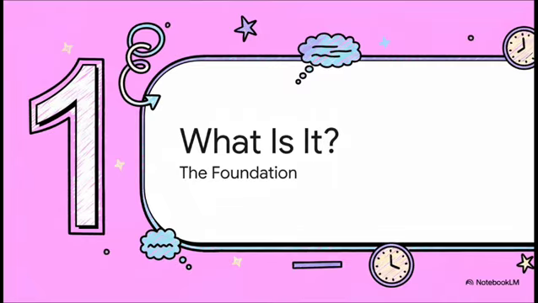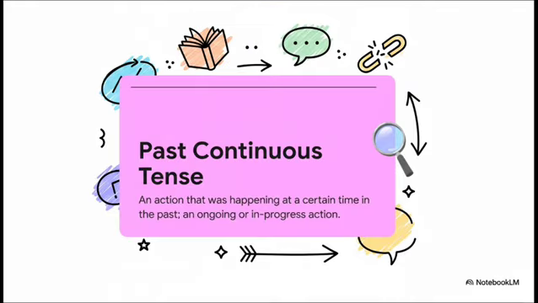All right, first things first. Let's lay down the foundation. What exactly is the past continuous tense, and how do we build it? So here's the main idea, the big takeaway. The past continuous is all about an action that was happening at a certain point in the past. It wasn't finished yet, it was in progress.